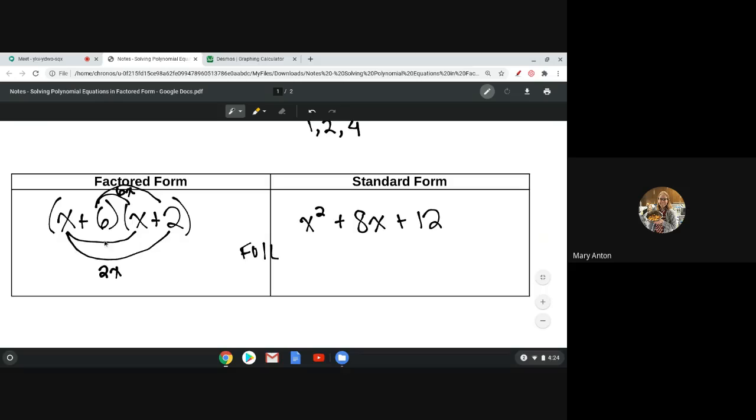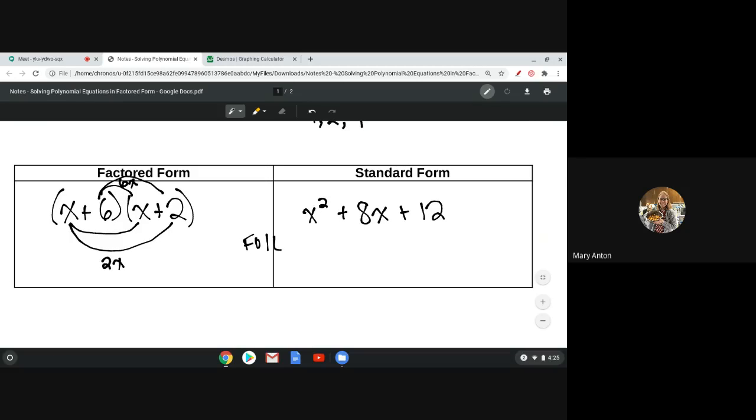So factored form is typically two binomials in parentheses. And standard form is just you actually multiply and you expand it. Going forward, we know how to get from factored form to standard form. The next couple of weeks, we'll work on getting from standard form to factored form. So we're going to work on going backwards, but not today. Not today. That's for the future.